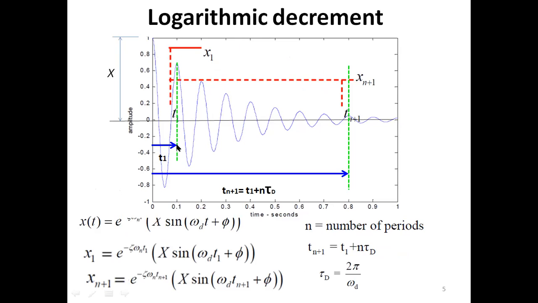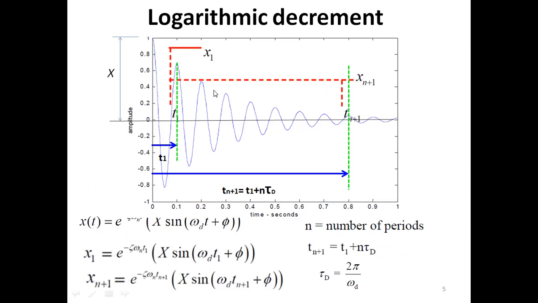In this method, first we have to do the derivation. Let's say I'm taking this peak, and I'm noting the time. I'm taking this as peak 1. So the amplitude at this is, let's say, x1, and the time at which this peak occurs is t1.